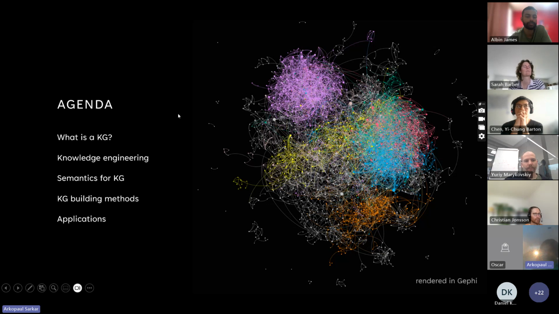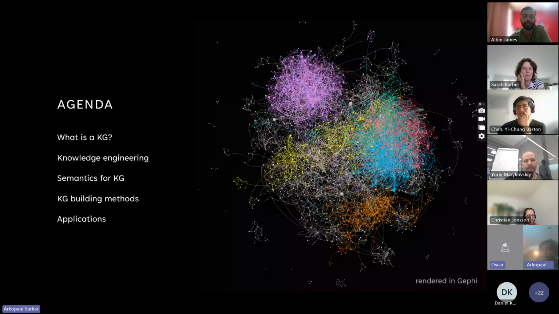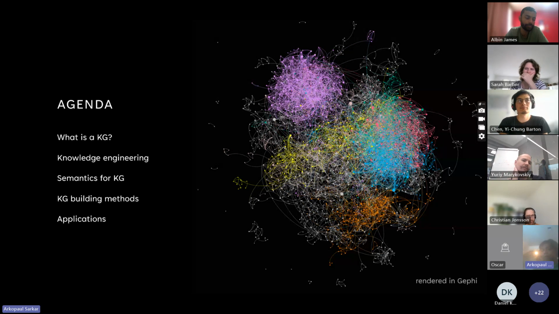So starting with the agenda, I'll keep it really flowing. I'll introduce the knowledge graph, the basics of it. Maybe some of you already know all of that, but I'll go to the knowledge engineering topic, to give you the map of what is out there. Then I'll go to what I mean by semantics of knowledge graph, where I introduce the ontology basically. Then I will talk about some of these KG building methods. How can you generate a KG? And then I'll show some of the applications or talk about the state of the art where knowledge graph is being used. Sarah already mentioned some of them.